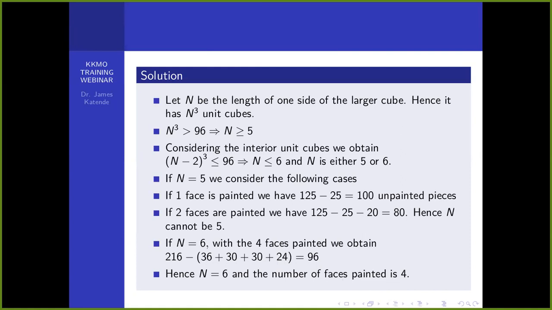Maybe this would have been better with a diagram. I didn't prepare any diagrams for this one, but I hope it makes sense. You can hear me?